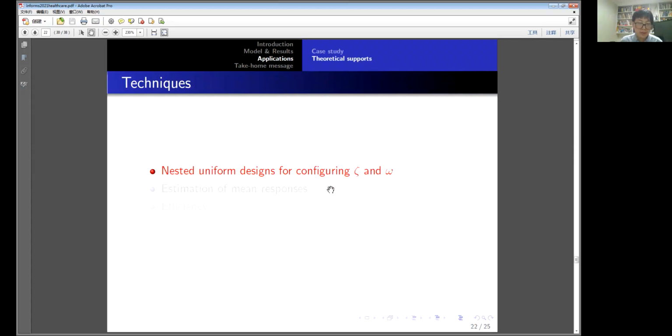More techniques for configuring the parameters. Nested uniform designs are used for configuring the parameters eta and omega, and we can estimate the mean response with efficiency and consistency.